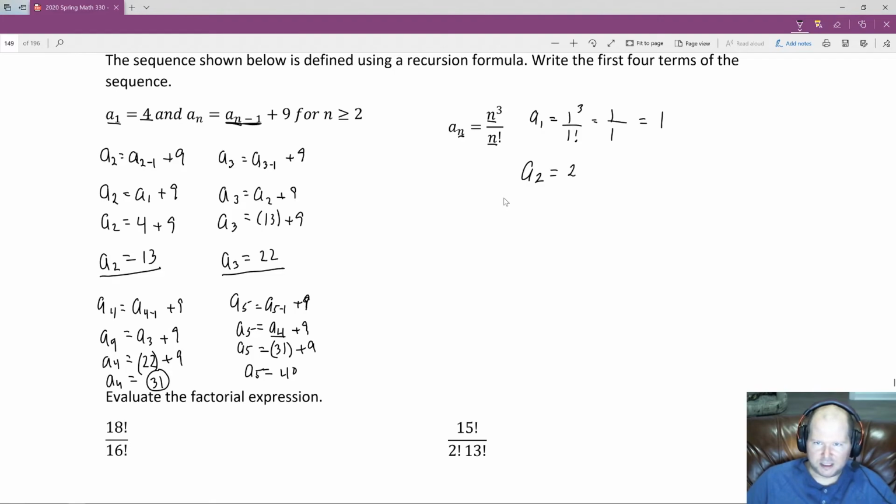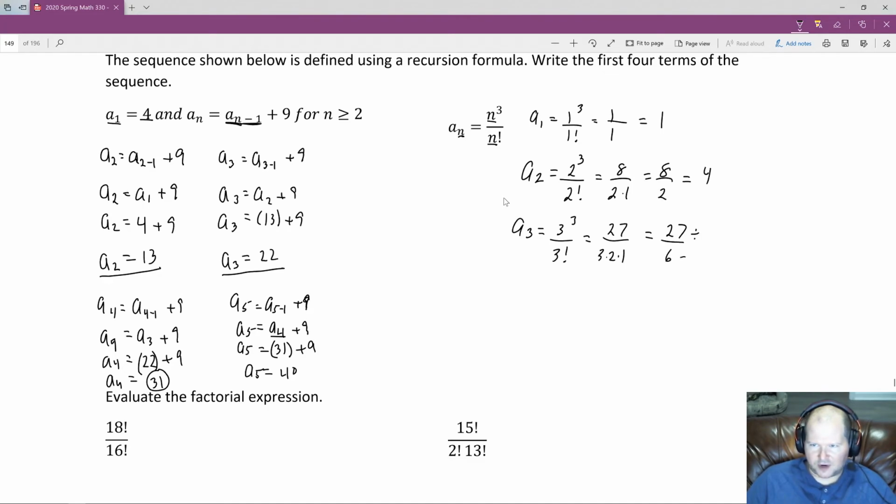Let's try the second one. Second one is 2 to the third power over 2 factorial. 2 times 2 times 2 is 8, and 2 factorial is 2 times 1, which is just a 2. 8 divided by 2 is a 4. So now we try the next one. Now in this case, we're actually going to plug in a 3 cubed over 3 factorial. 3 times 3 is 9, times 3 is 27. And 3 factorial is 3 times 2 times 1. So you end up with 27 over 3 times 2 is 6, 6 times 1 is 6.